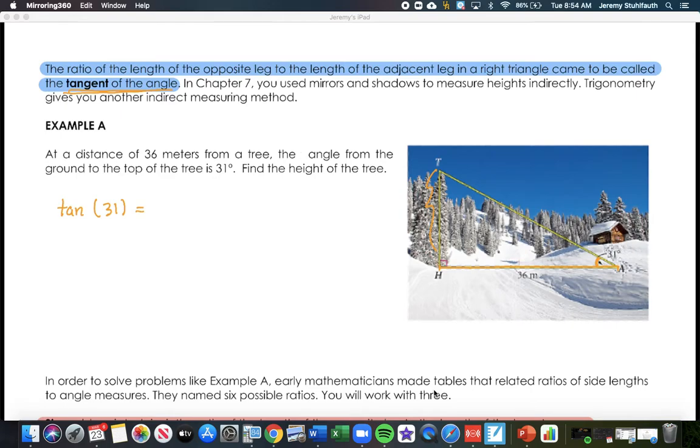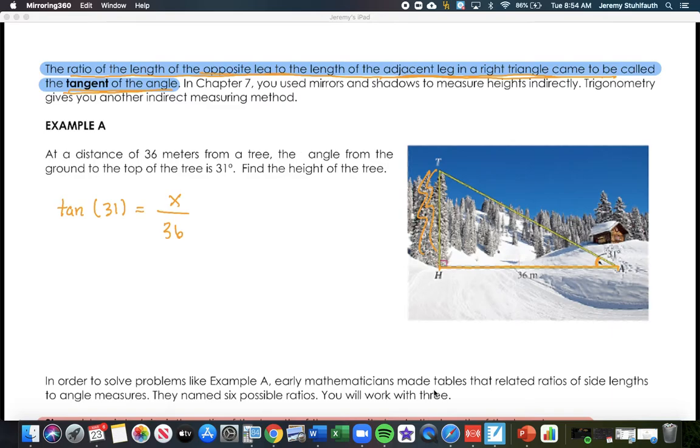of the adjacent leg in the right triangle. What you would have is the ratio would be the length of the opposite leg to the length of the adjacent leg. So the opposite leg, in this case from 31, would be the height of the tree. We don't know what that is, so we'll call it x. And then the adjacent leg is 36.